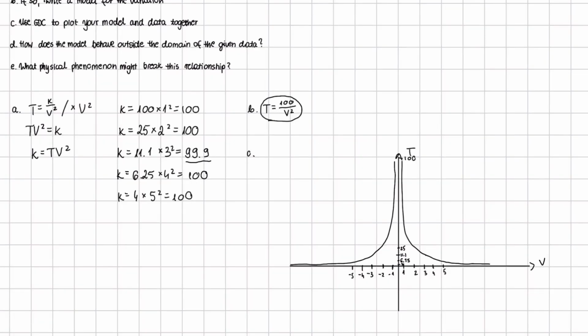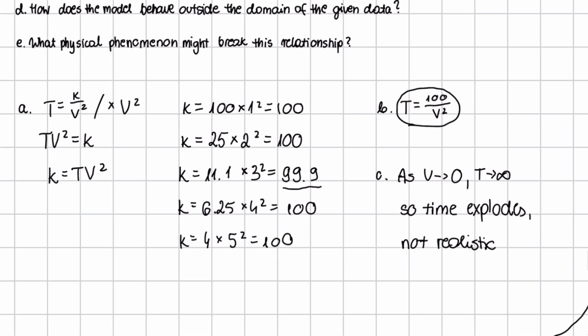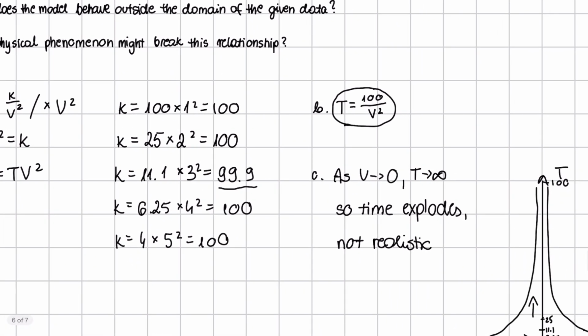D. How does the model behave outside the domain of the given data? So as you can observe, if our V, so voltage, goes to zero, our time goes to infinity. So basically time explodes and it's not realistic. So we can write our answer like this. And you can also try it out by trying to substitute into our formula here.